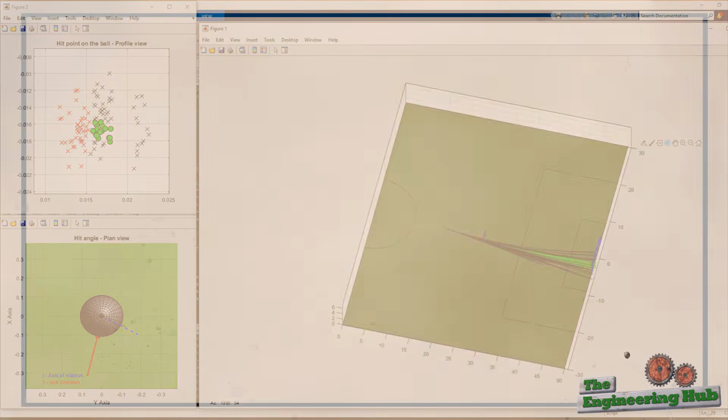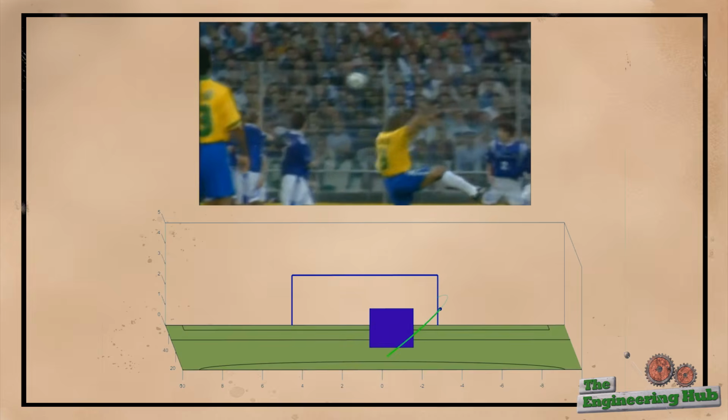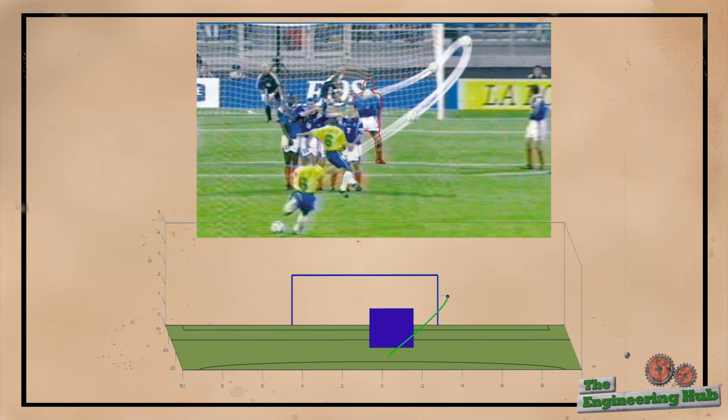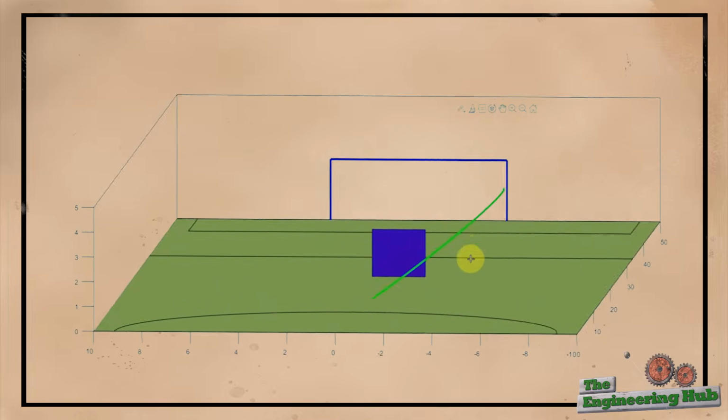The last remaining part is to validate the model with Carlos's free kick. The shape of the mathematical trajectory matches very well with the observed real trajectory. It is quite amazing how pure mathematics and physics could reproduce real-world observations.